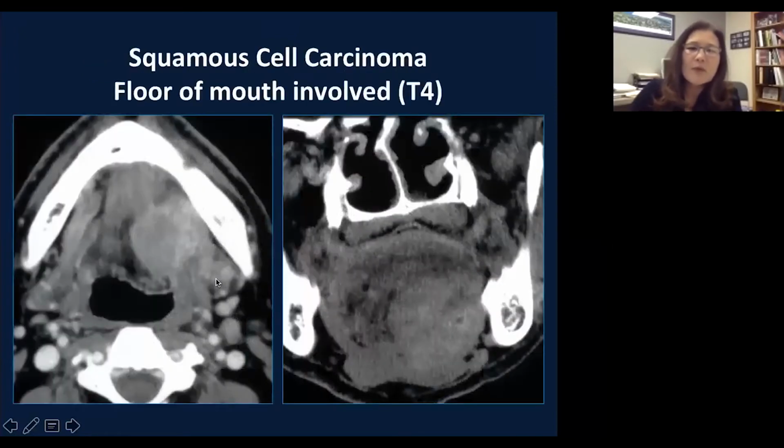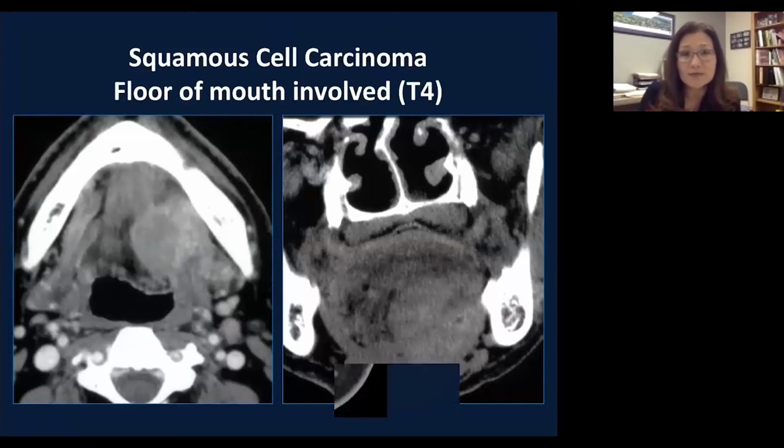Sometimes, and more commonly, you see squamous cell carcinoma of the adjacent oral cavity or floor of mouth directly extending into the sublingual space. So this is an example of floor of mouth squamous cell carcinoma embedded into the sublingual space, which is right here. This is much more commonly seen than a primary sublingual space tumor.